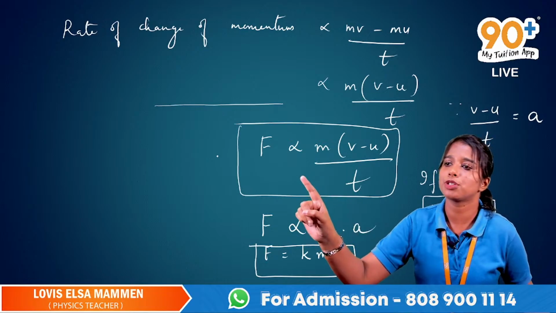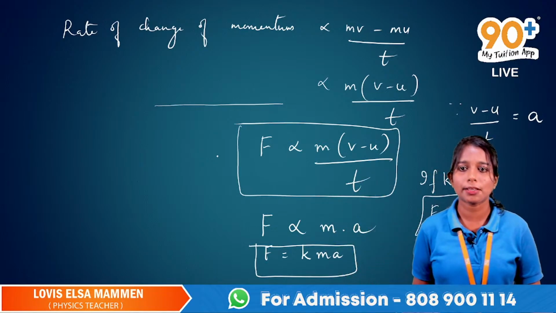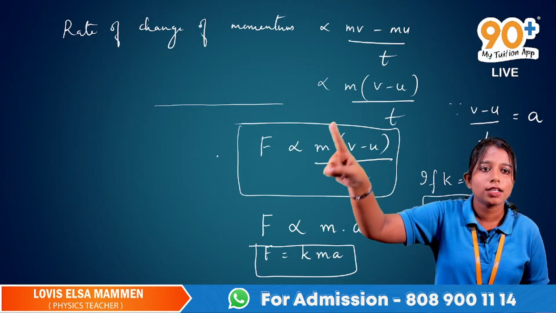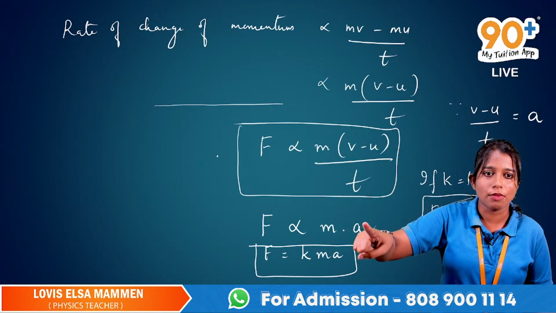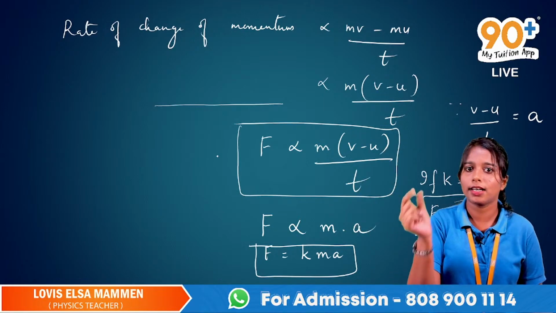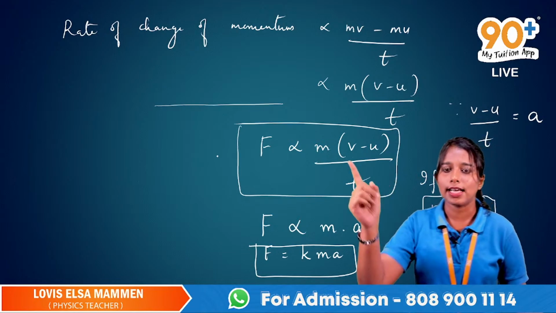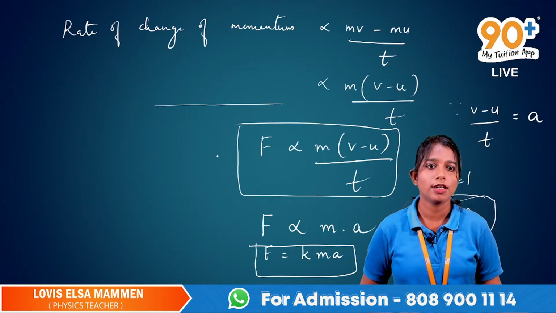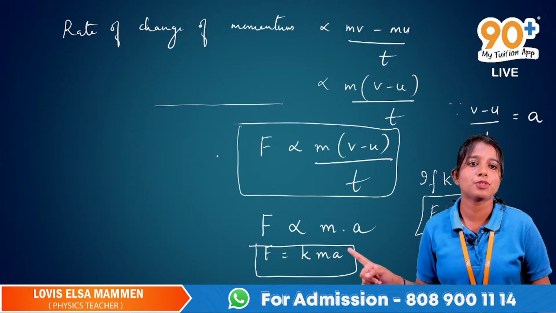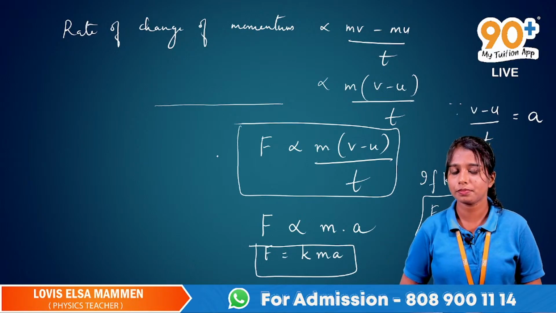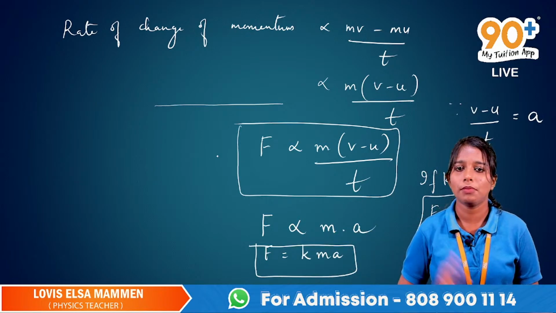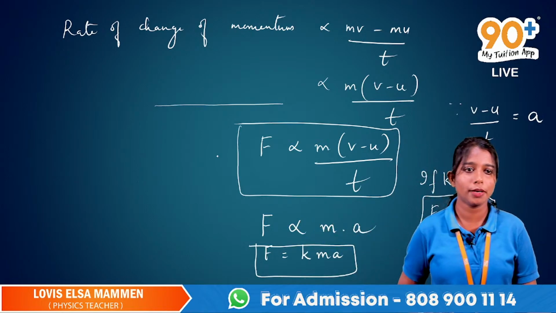So F is proportional to m into V minus U by T. Now tell me what is this V minus U by T? Change in velocity by time, or rate of change of velocity. V minus U by time, and the rate of change of velocity ആണ്. That is acceleration. So substitute here: F is proportional to ma. Proportionality ഒന്ന് മാറ്റി നോക്കാം. അപ്പോൾ എന്ത് ചെയ്യണം? ഒരു കോൺസ്റ്റന്റ് വെച്ച് മൾട്ടിപ്ലൈ ചെയ്യണം.